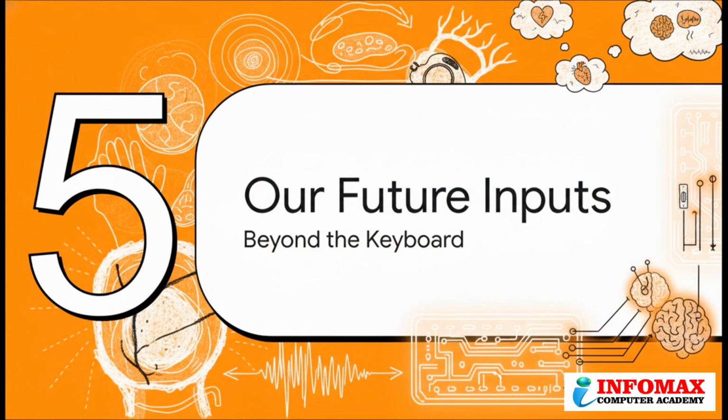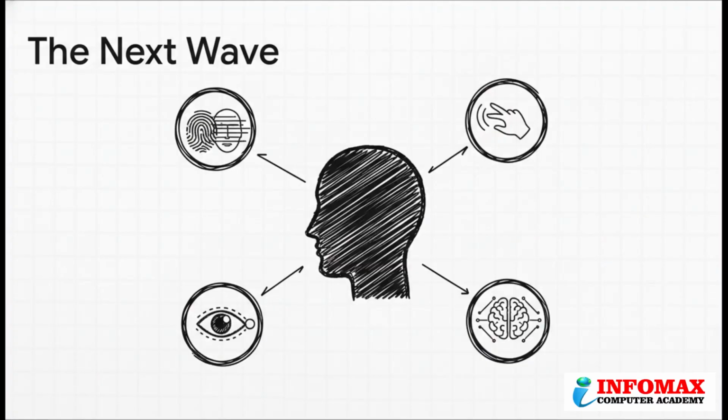So, we've pretty much mastered typing and touching. What's the next frontier? Well, the future of input seems to be less about the things we do and more about who we are. We're talking about devices that can understand a simple gesture, follow our gaze, and maybe even read our thoughts. I mean, just imagine a world where your fingerprint is your key to everything, where you can control your tech with just a wave of your hand, or where your computer knows what you're looking at before you even click. And this isn't science fiction anymore. This is the next wave.